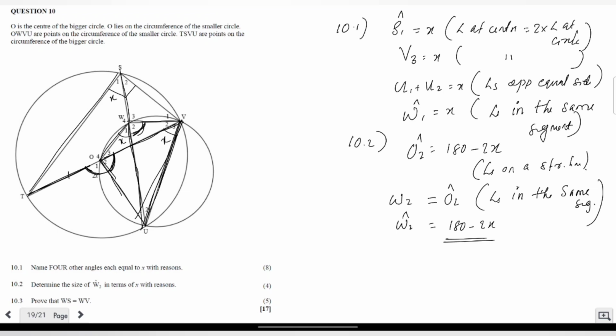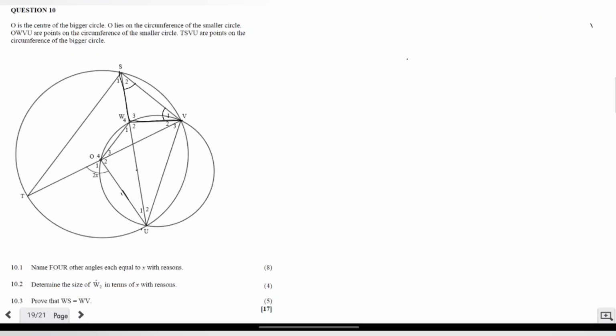Okay? Now we can move to the last question, 10.3. Prove that WS is equal to WV. Alright, so we have to show that S2 and V1 are the same. If we can show that, then we can say that WS and WV are equal, because those are the sides opposite to equal angles. So find out the value of S2 and the value of V1, and if both are the same, then we are done, isn't it?